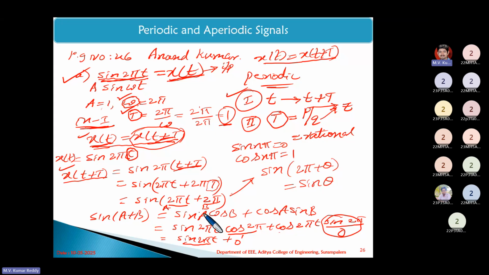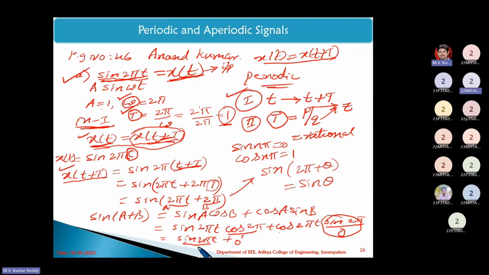Next, cos A means cos 2 pi t, and sin B means sin 2 pi. Sin 2 pi value is 0. Here the cos 2 pi value is 1, not 0. Cos 2 pi value is 1 and sin 2 pi value is 0. Next, 1 into this value, and 0 into this value gives 0. Now what is the value? Sin 2 pi t. What is the given question? Sin 2 pi t. Both are equal, no?